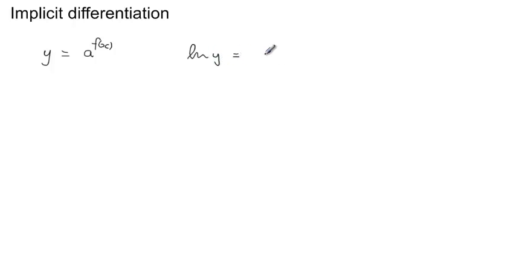Then we applied ln, and this is what we got: ln y equals ln a to the power f of x. Then applying properties of ln, we got that to be f of x multiplied by ln of a. And during that, we need not lose sight of the fact that what we're actually searching for is dy dx, and at that moment we did not know how exactly to get to this dy dx.